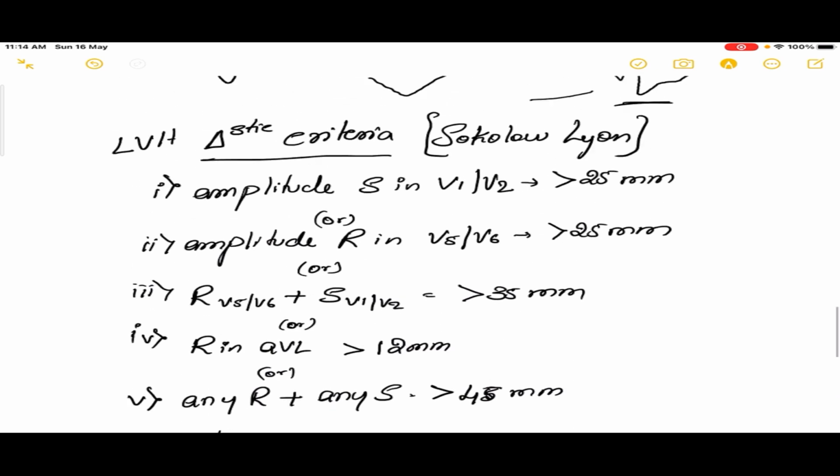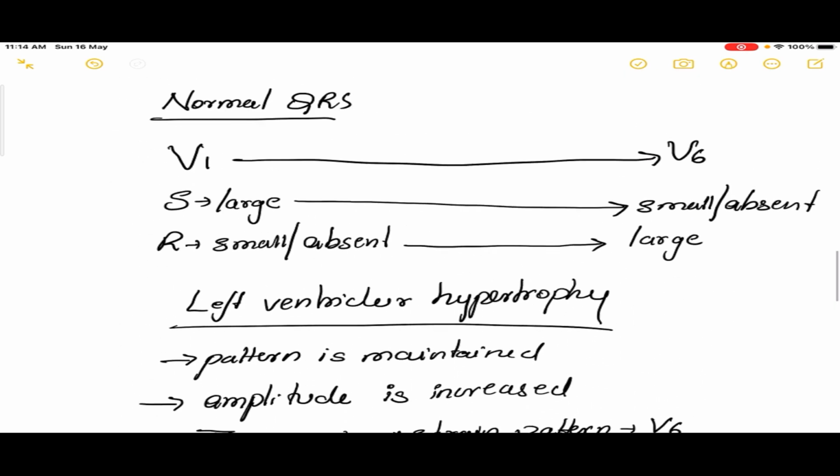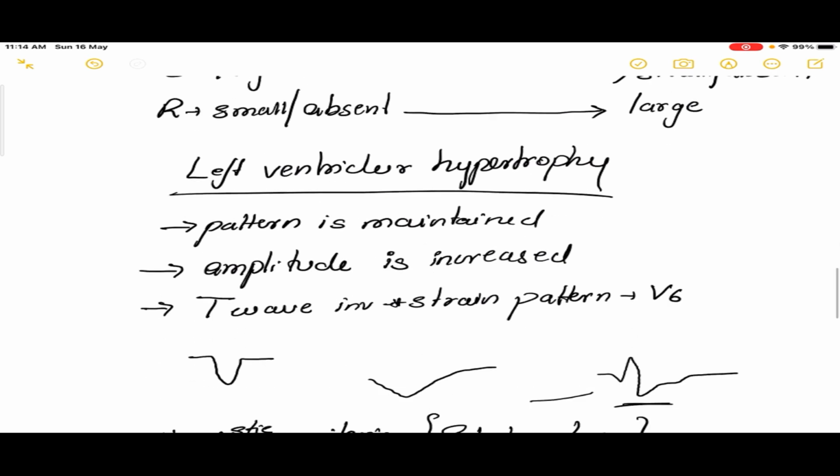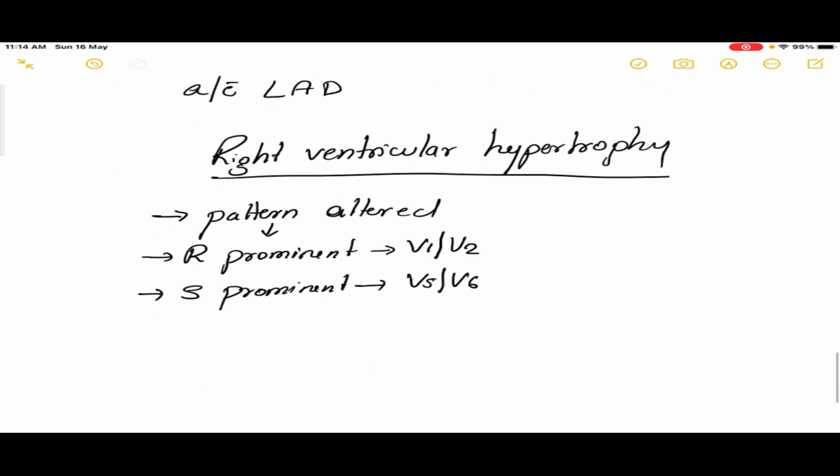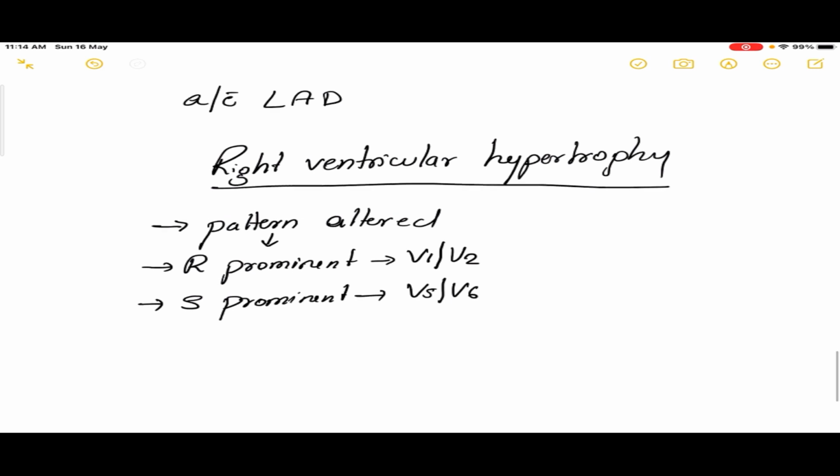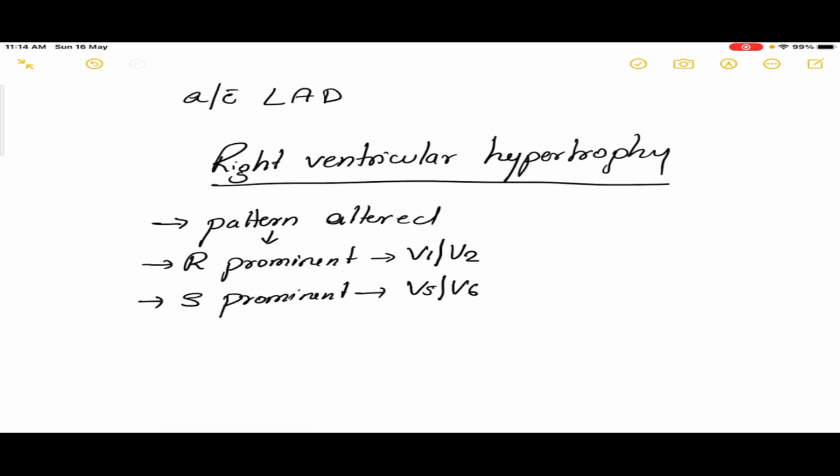The normal pattern was the S wave being large in V1 and small or absent in V6, whereas the R wave was large in V6 and small or absent in V1. Here the R wave becomes prominent in V1, V2 where it was small, and the S wave becomes prominent in V5, V6 where it was small normally.